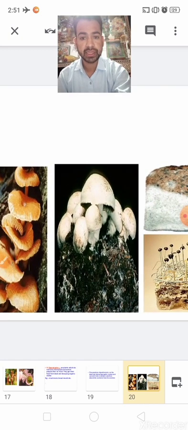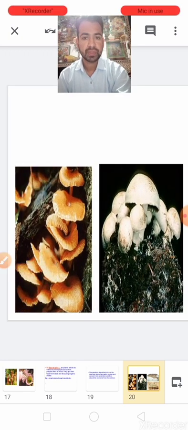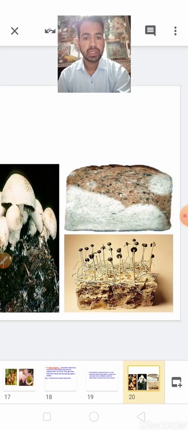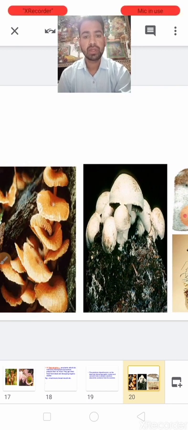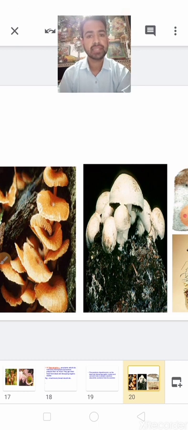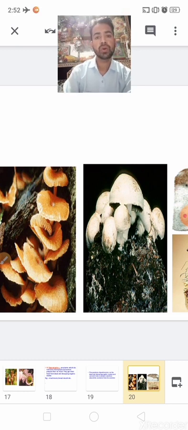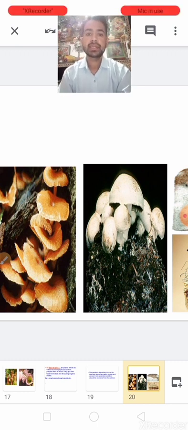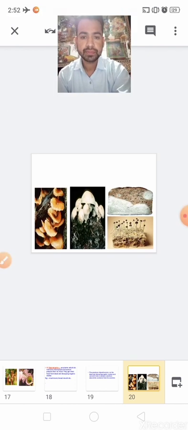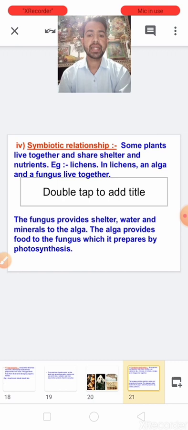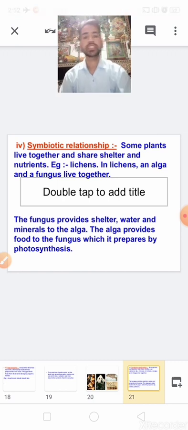Here are some pictures of the mushroom and bread mold. See the bread mold and these two pictures of mushroom. These are the saprotrophs and they undergo the mode of nutrition that is saprophytic nutrition. Okay, clear? Next, that is symbiotic relationship or symbiotic plant.